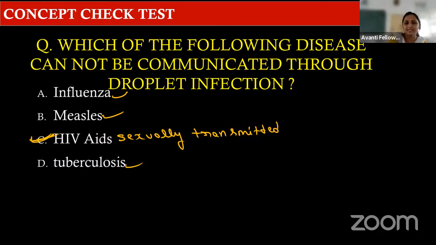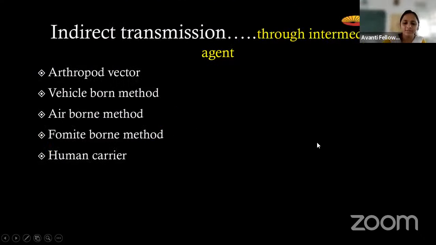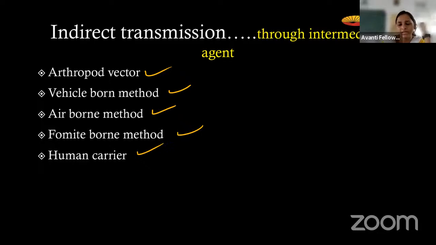Okay, fine. So let us go to indirect transmission. I have told you, indirect transmission is through vectors, right? So vectors, which are the things? See here. It may be an arthropod vector like an insect or the housefly, and through the vehicle-borne method, airborne method and fomite-borne method, and the human carrier.